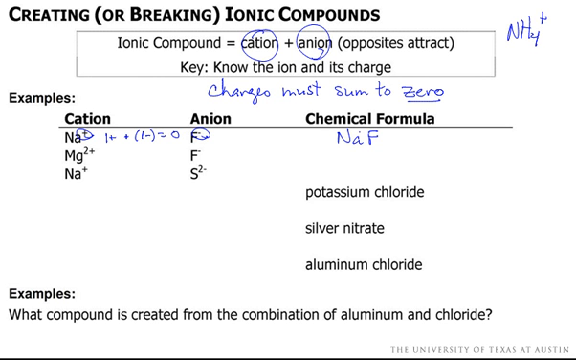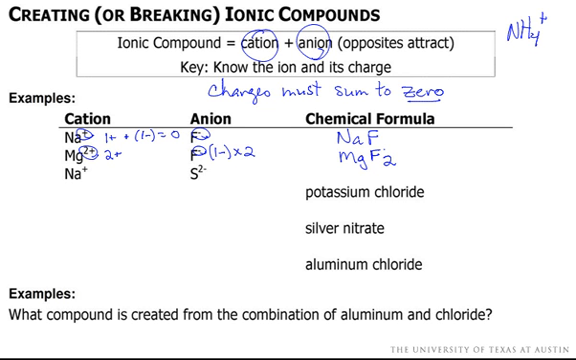That changes for the next example. Mg2 plus and F minus. I have a 2 plus, I have a 1 minus. So do you see that I need two of the minuses to balance out the two pluses? So I need to times 2 here. So I write that in the formula, MgF2.